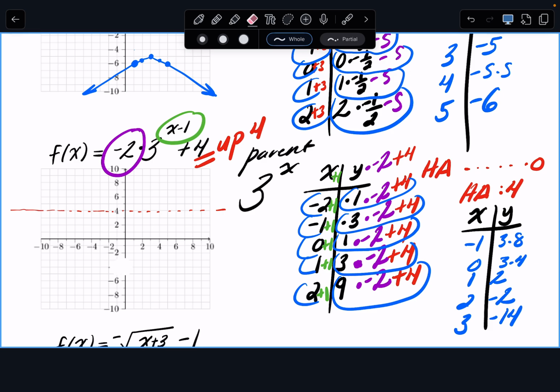Oh, wait. Oh, yeah, I'm glad you guys are with it today. So you're saying -1 up 1 to 3.8 would have been up there. Over 0 up 1 to 3.4. That was hard for me to do correctly because it's so small. Over 1 up 2. Over 2 down 2. Over 3 down 14. Wouldn't that be like down there?